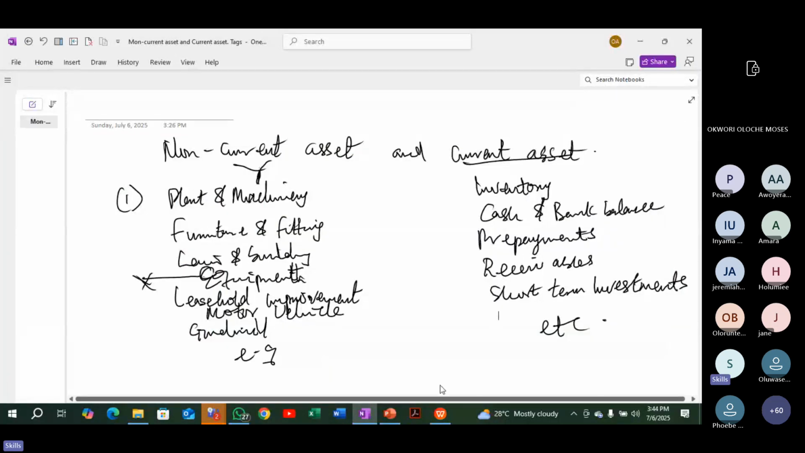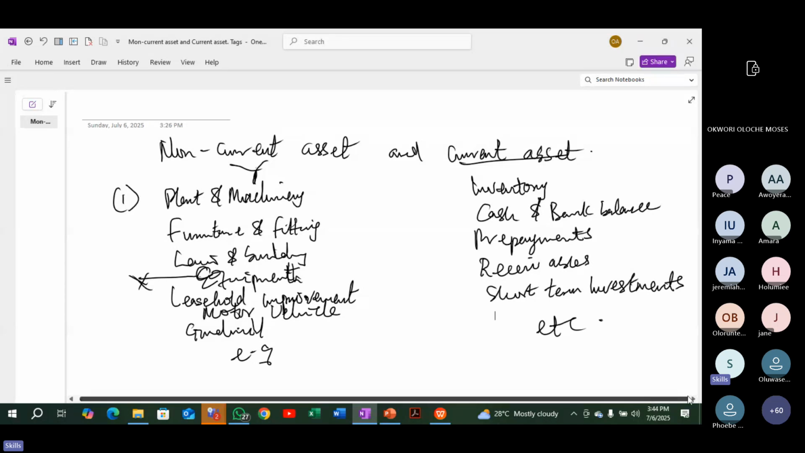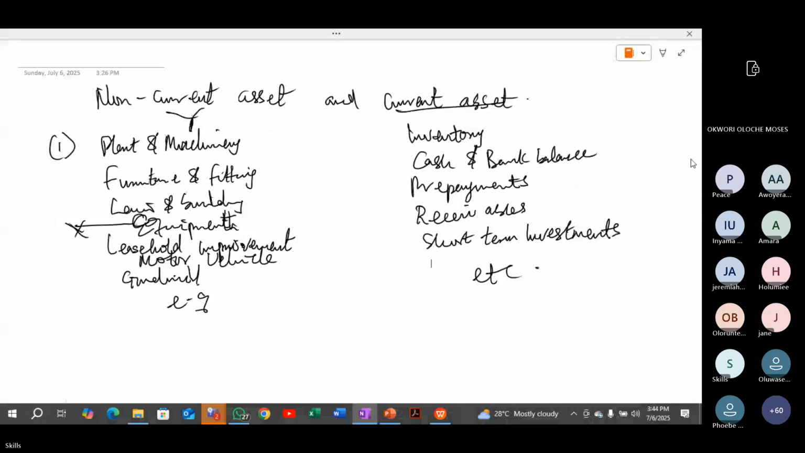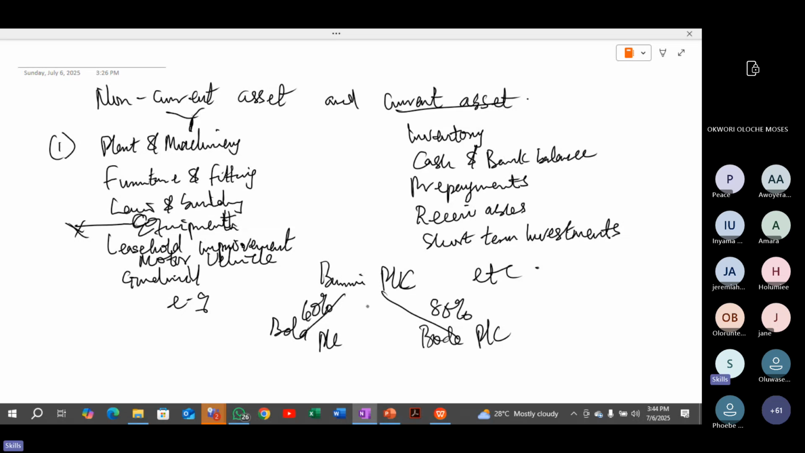So basically, one thing about the group is that it always has a parent company. If we have this kind of information, we have Bumi PLC, Bola PLC, Bode PLC. If Bumi should have 80% and 60%. Also, we have Bokomi.